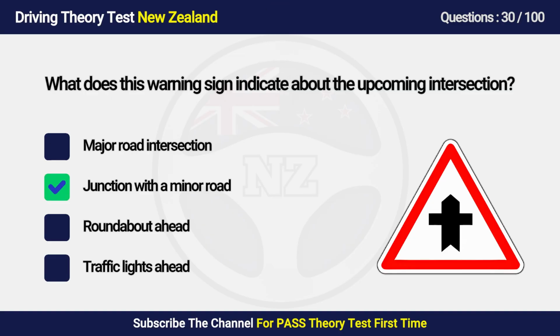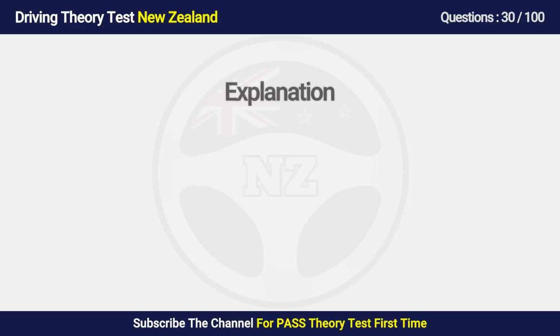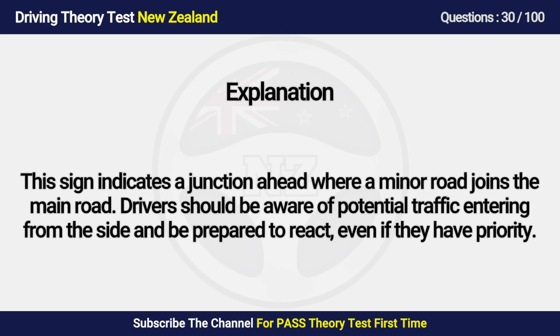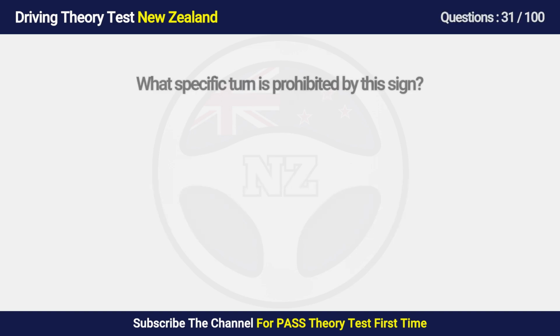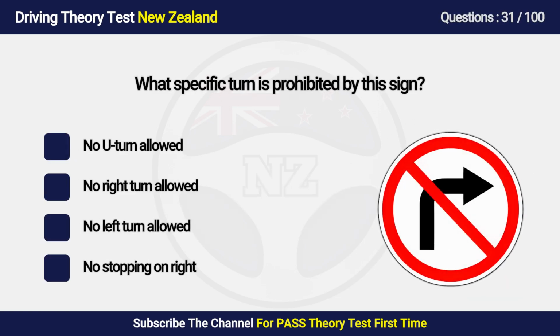Answer is B, junction with a minor road. This sign indicates a junction ahead where a minor road joins the main road. Drivers should be aware of potential traffic entering from the side and be prepared to react, even if they have priority. Question 31. What specific turn is prohibited by this sign?